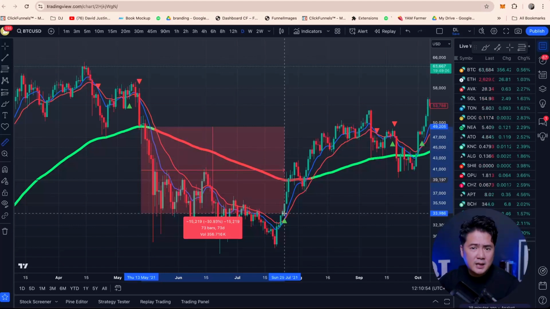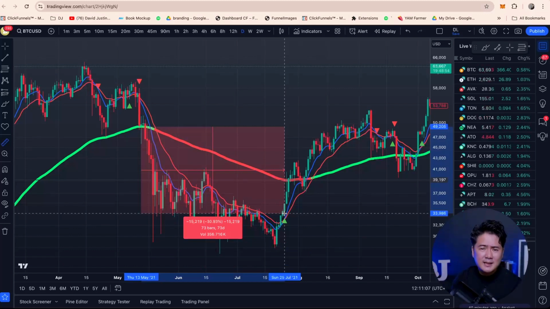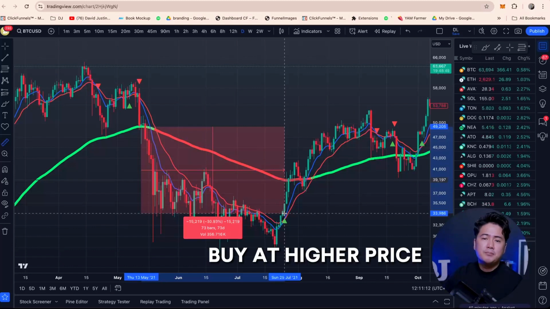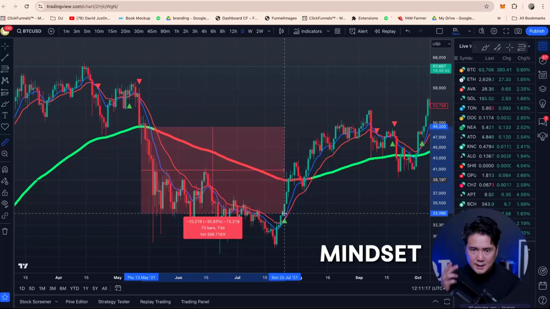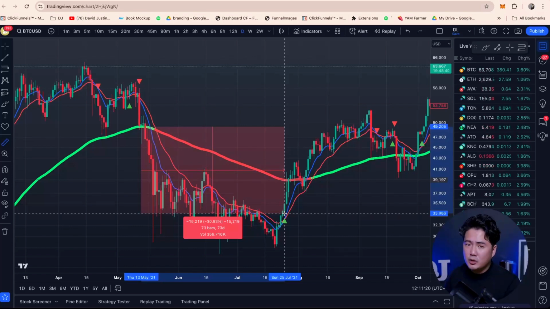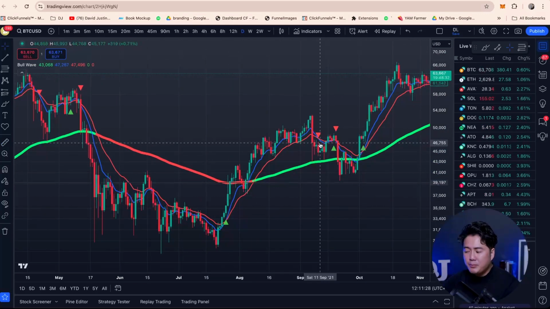I didn't have this indicator, so I kept on making a lot of mistakes. Keep on selling and buying, selling, buying. At the end, it sounds like you're making profit, right? But it ends up I always bought at the higher price but sold at the lower price because of my mindset or my FOMO, which I couldn't control. But because of this indicator, I can control it easily. Then it went up, it goes up again, it gives me another profit again.